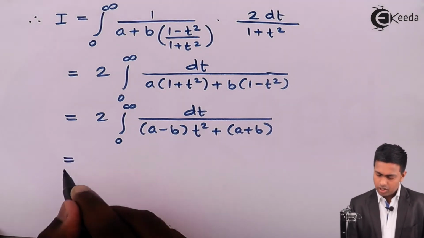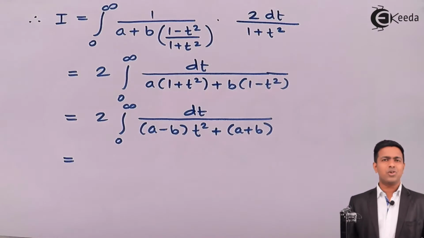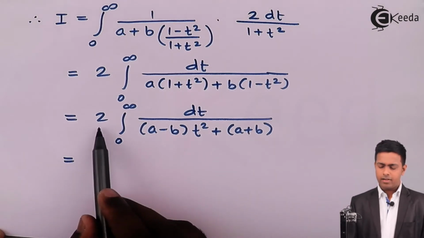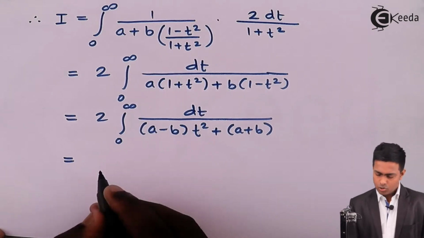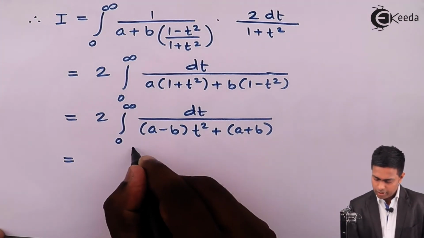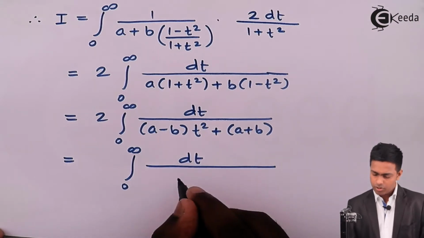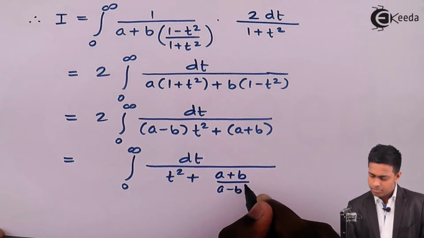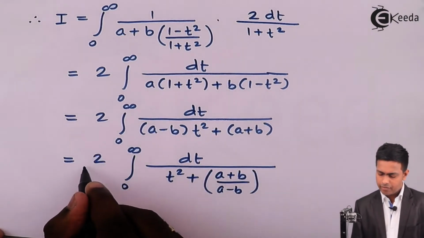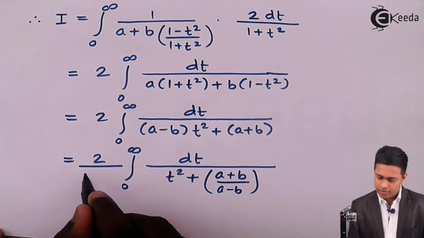Now guys, here a plus b is a constant, as well as a minus b is also constant. Now to get the value by integration, I'll divide the denominator and then multiply the denominator with a minus b. So here we will get the integration from 0 to infinity of dt upon, so first of all we'll divide with a minus b. So here we will get t square plus a plus b by a minus b, and by dividing with a minus b, or by multiplying the denominator with a minus b, here we will get 2 upon a minus b.